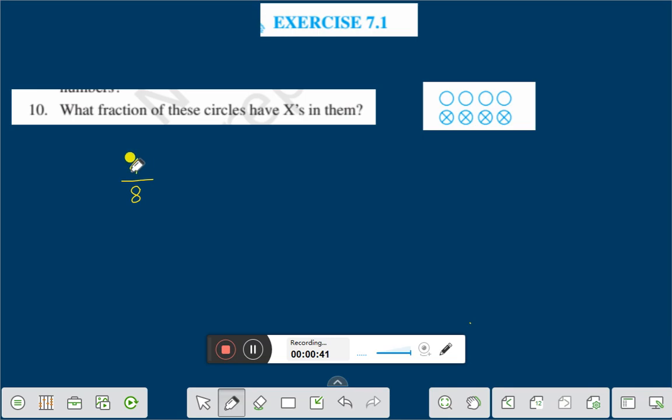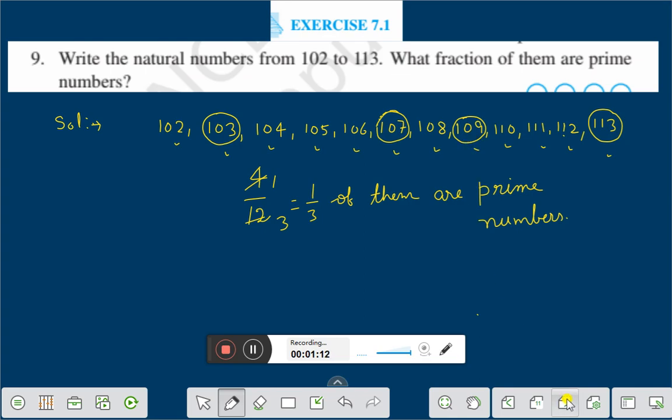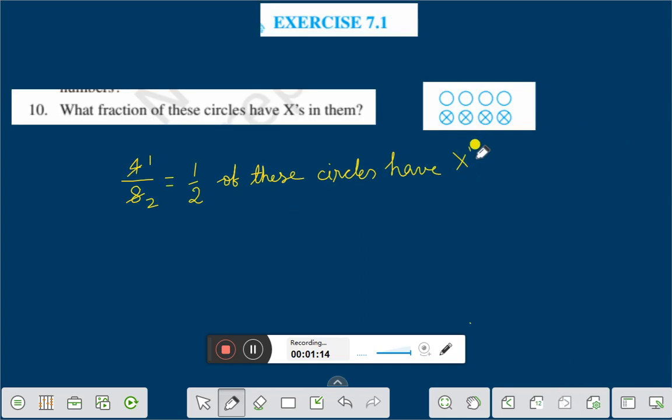Therefore, if we change into lowest terms, that is 4 on the 4 and 4 to the 8. It is 1 by 2. That means 1 by 2 of these circles have x in them.